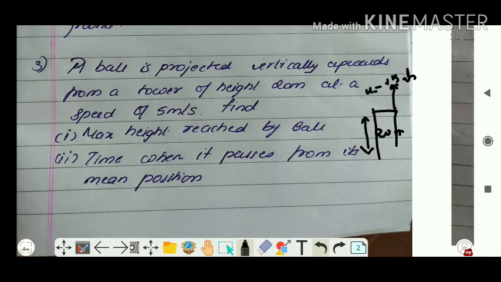Now find the maximum height which is reached by the ball. Once it goes up, it obviously has to come down and reach the ground, but it reaches a maximum height here. So the question asks what is the maximum height reached by the ball. The second question is the time taken, or what time it is going to take to complete the entire procedure. That's the question. Clear? So we'll move on with the solving.